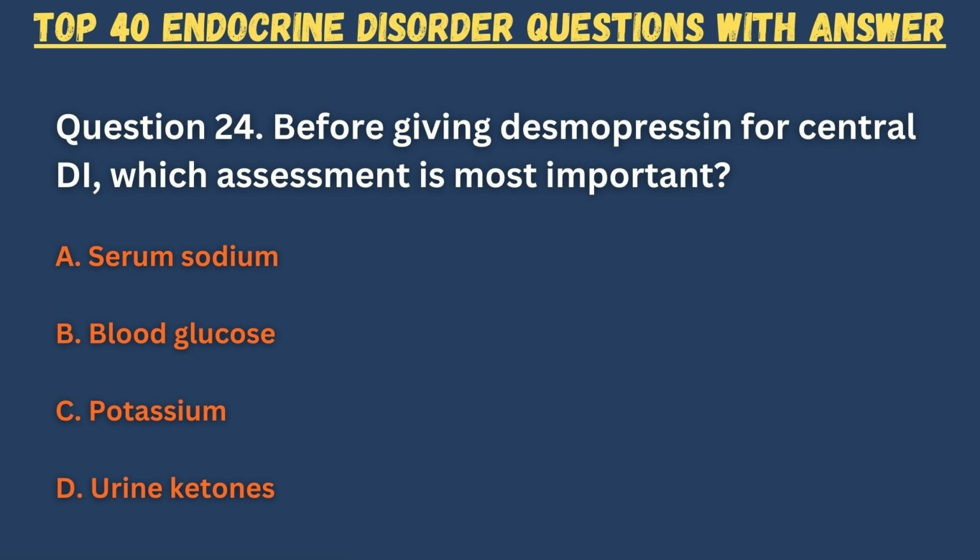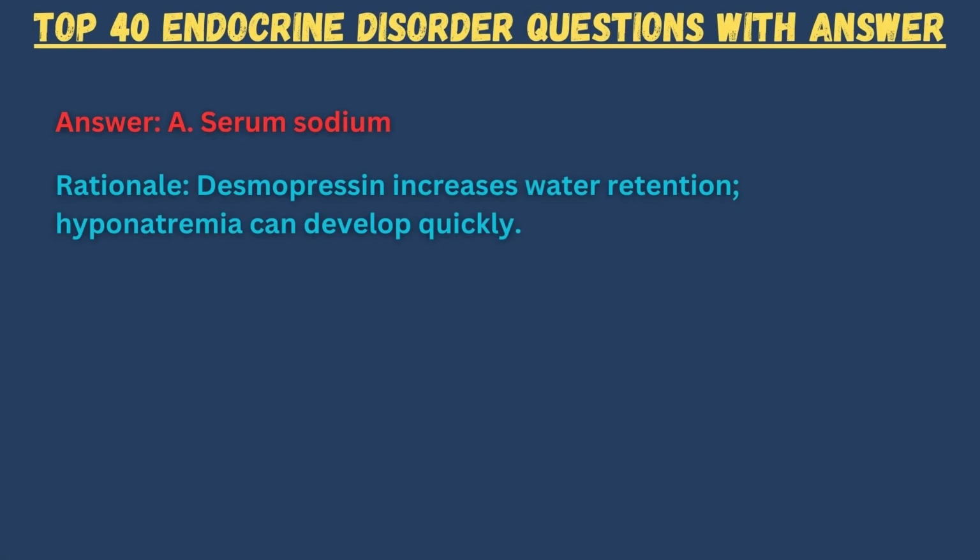Question 24. Before giving desmopressin for central DI, which assessment is most important? A. Serum sodium. B. Blood glucose. C. Potassium. D. Urine ketones. Answer: A. Serum sodium. Rationale. Desmopressin increases water retention. Hyponatremia can develop quickly.